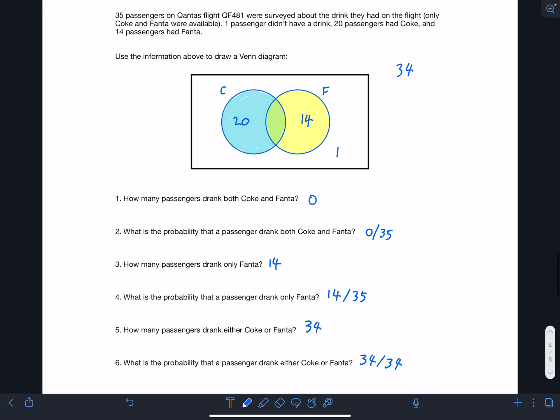Okay, so in this video we have used a Venn diagram to get information from the question about the passengers who had either Coke or Fanta or both, or maybe they had none, and we were able to answer some questions about that. Okay, thanks for watching.